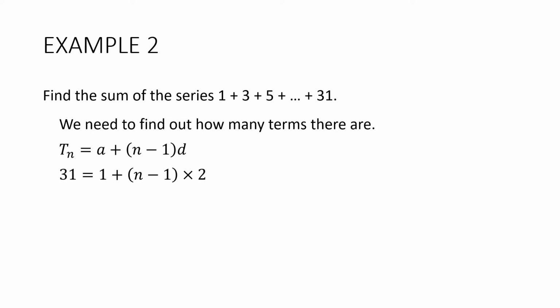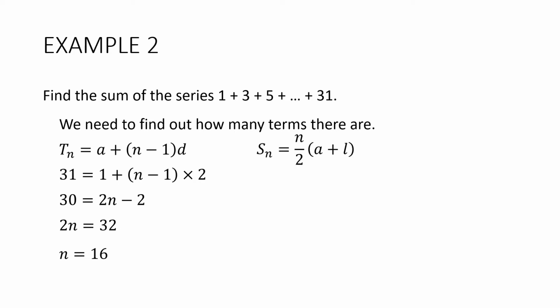So let's substitute in A is equal to 1 and D is equal to 2. Let's take this 1 over the other side, and I'm going to expand through these brackets at the same time. Add 2 to both sides, 2n is equal to 32, so n is equal to 16. There are 16 terms. Now we can use the formula. So S16 will equal 16 over 2, and then in brackets 1 plus 31. And into the calculator, we get 256.